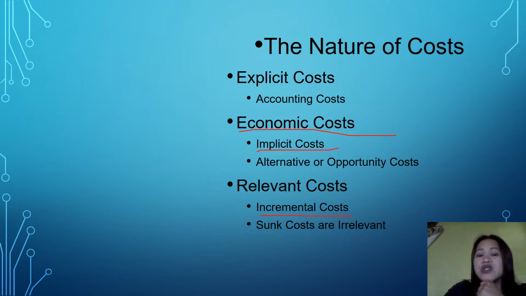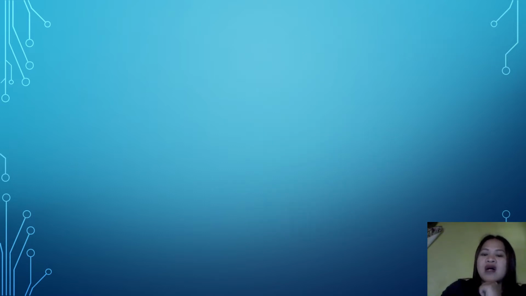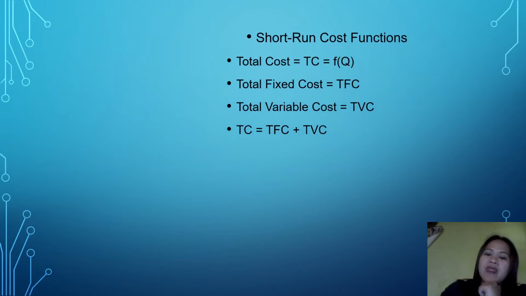These are the additional costs that we have to incur. The sunk costs, on the other hand, are considered irrelevant in the sense that even if there are no operations, we still have to pay such a cost. Okay? Now, there are different short-run costs that are involved in the production process.